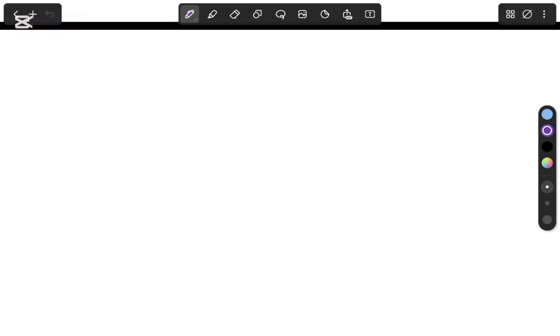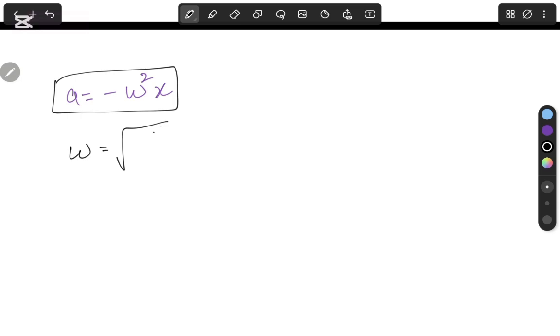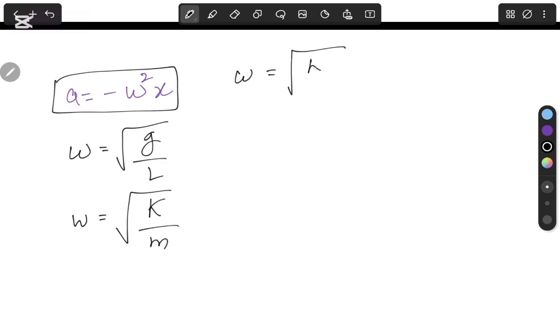There are a couple of equations to keep in mind whenever you do these types of questions. One is a equals minus omega squared times x. Okay, that's the first equation. The next equation is omega equals the square root of g over L. And the next one is omega equals the square root of k over m. The other one is omega equals the square root of (k1 plus k2) over m.